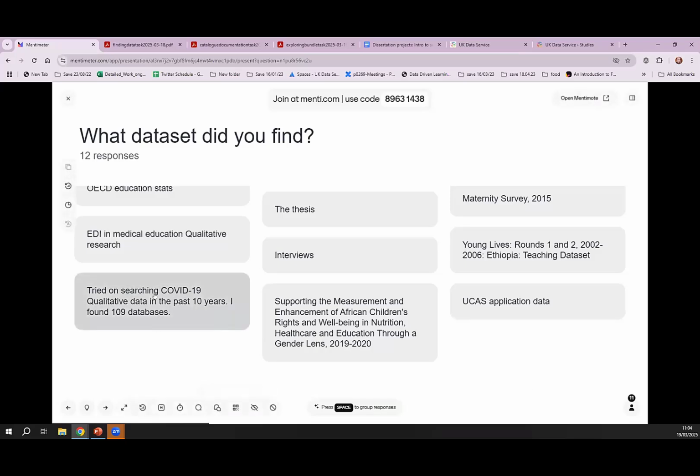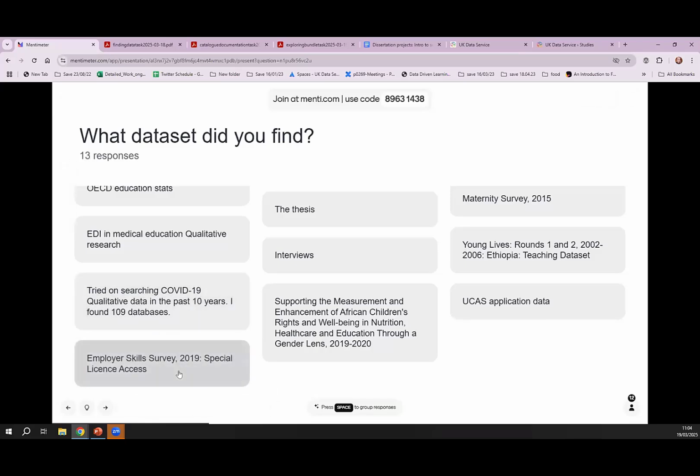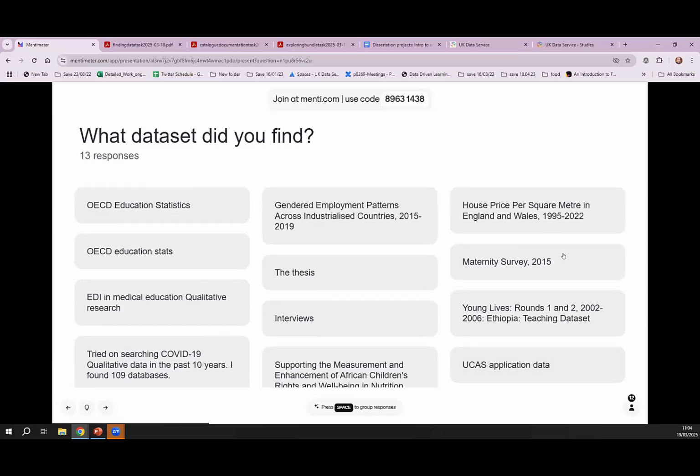And I see that someone's found 109 different data sets on a topic. That's great. And I'm glad to see someone's found maternity survey data, because I know that someone said they were interested in that topic in the chat as well. We've found some qualitative interview data as well. Brill. So do carry on exploring that if you want to have a go at that.